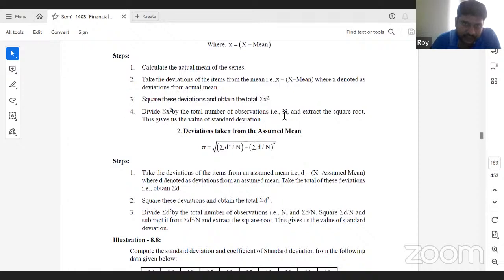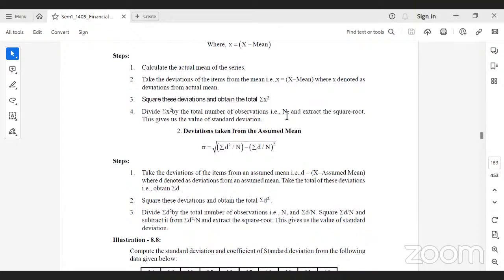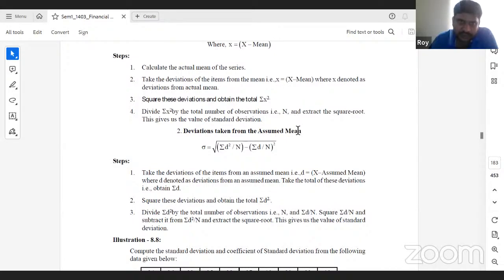Divide sigma x square by the total number of observations, that is n. Sigma means the sum of all those terms. And extract the square root. That just gives you the value, the square root of this summation.